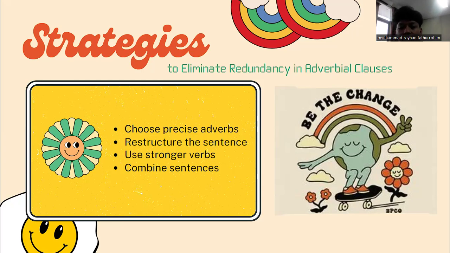And the second is subject and auxiliary verb reduction, when an adverbial clause contains a subject followed by an auxiliary verb. For example, "When my mother was in college, my mother met my father." Okay, we can change it to "When in college, my mother met my father." That's it.